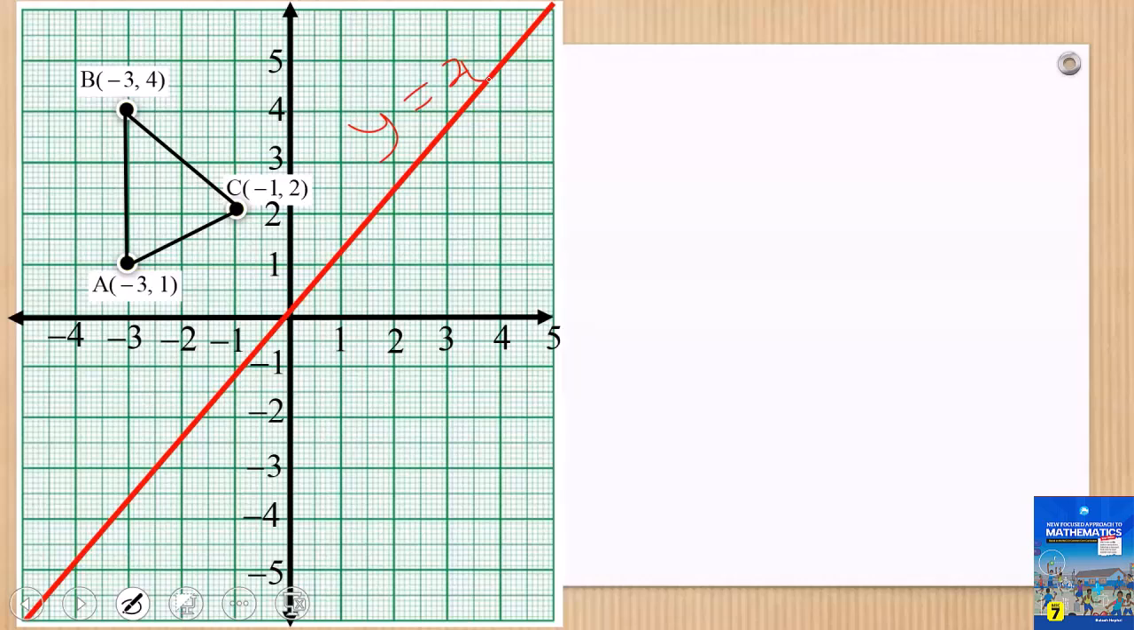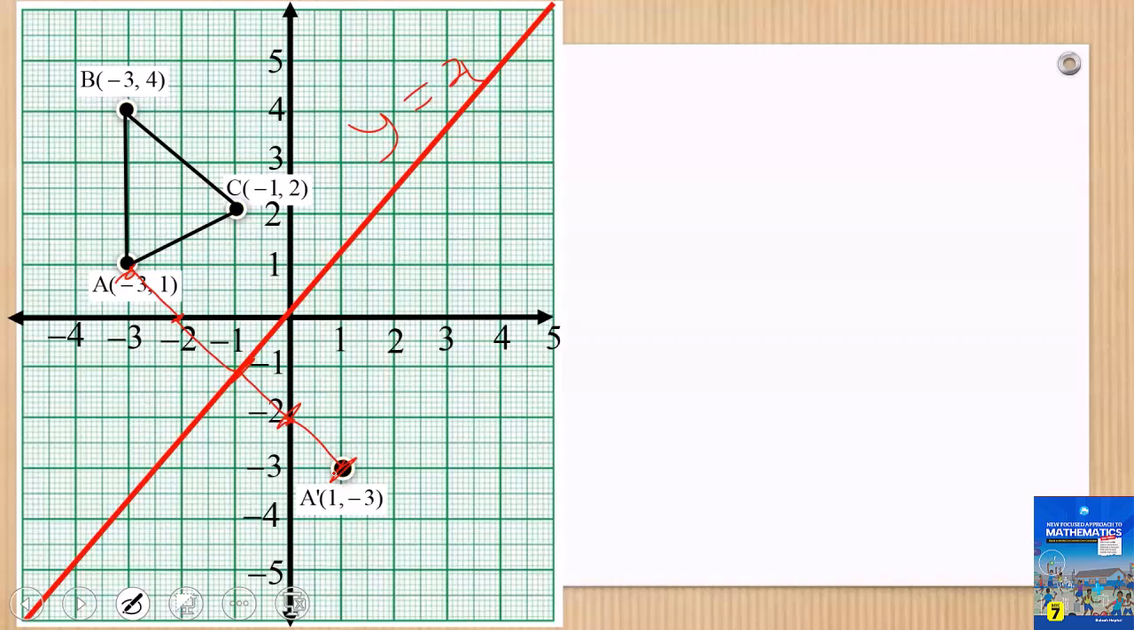Here you have to be very careful because the line is slanted, our plotting is going to be in inclined form. So point A, I'm going to move in the inclined direction of 1, then 2. And I'll do the same thing, 1 and then 2. So the image will come here.